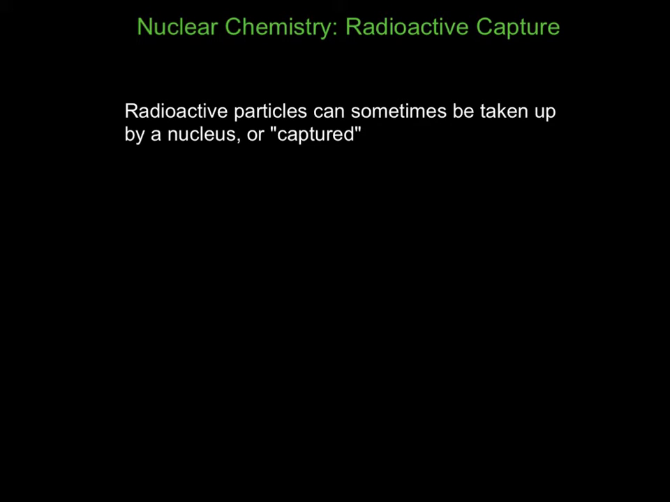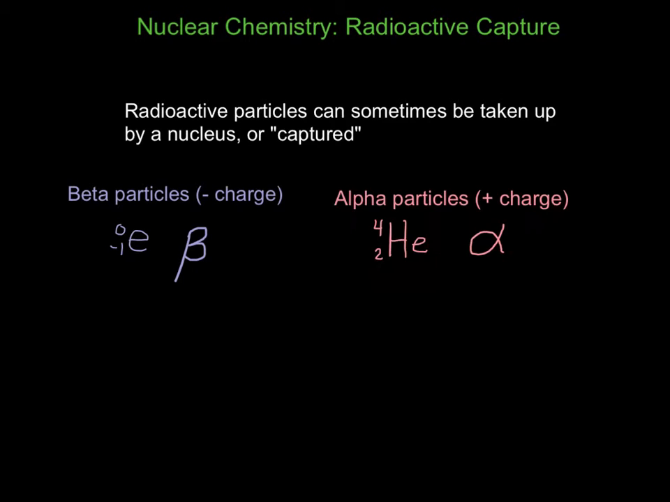In this video, we're going to continue our discussion on nuclear chemistry by looking at radioactive capture. So in the previous video, we saw how nuclei of atoms can sometimes decay or emit radioactive particles or energy, like alpha particles, beta particles, and gamma rays. Well, those same types of radioactive particles can actually be taken up as well by a nucleus, or captured. And the two types of radioactive particles that can be captured or taken up are beta particles and alpha particles.